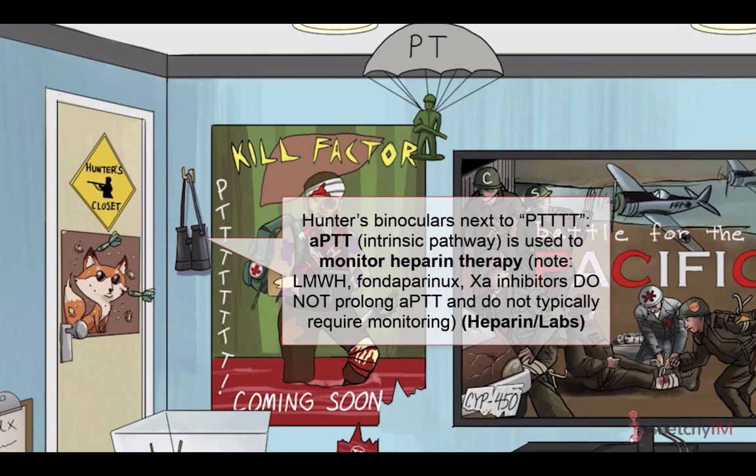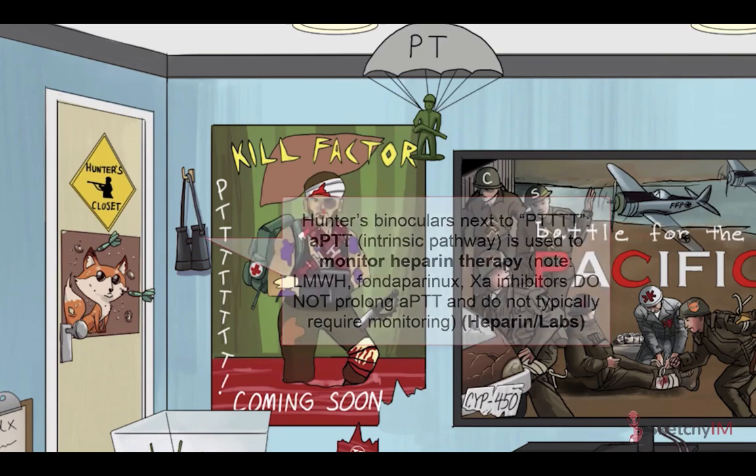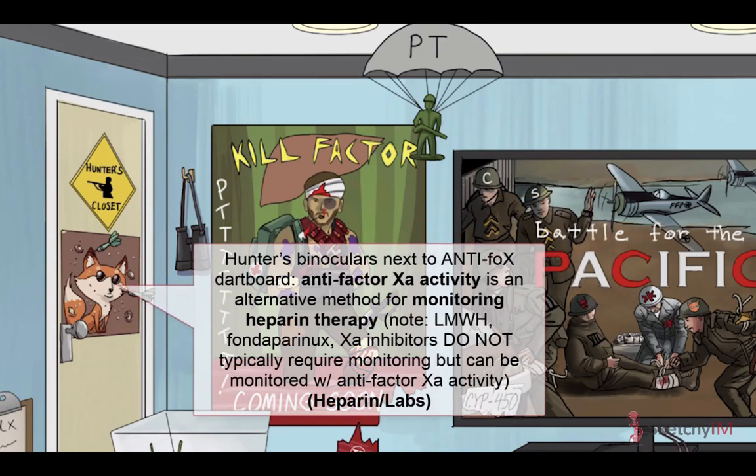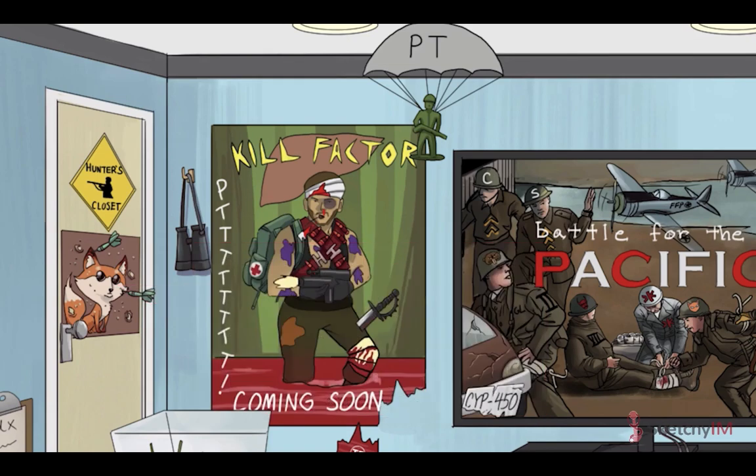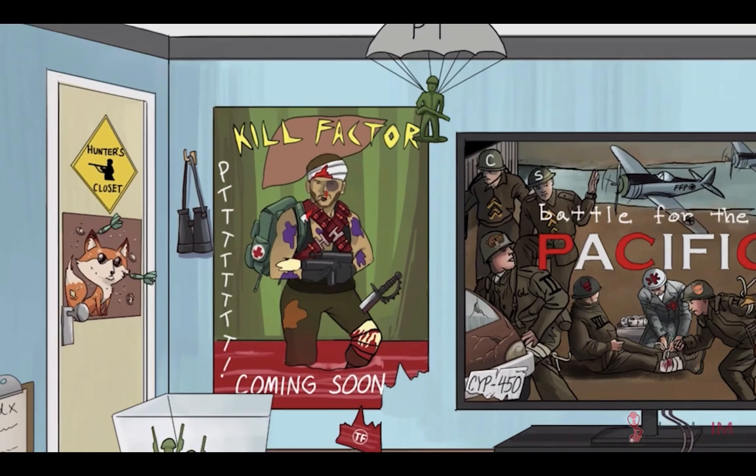Anti-factor 10A activity is an alternative test used to measure heparin activity, which makes sense given the fact that heparin screws up your factor 10. To remember anti-factor 10A, just think of the darts being thrown at, if you will, this factor 10 fox. It's important to note that low molecular weight heparin, fondaparinux, and the direct factor 10A inhibitors often do not prolong the APTT. Monitoring is not necessary with these agents, but if you just can't help taking a peek, monitoring can be performed by testing for anti-factor 10A activity since they all affect factor 10A as well.